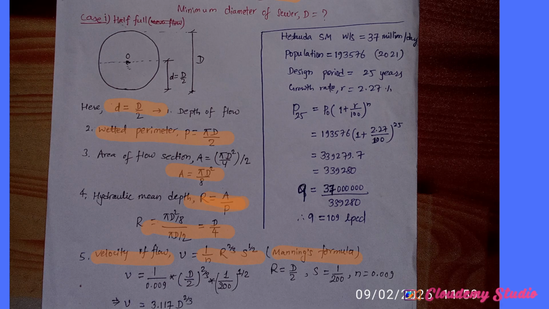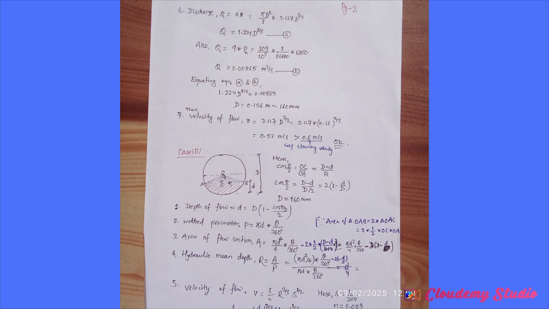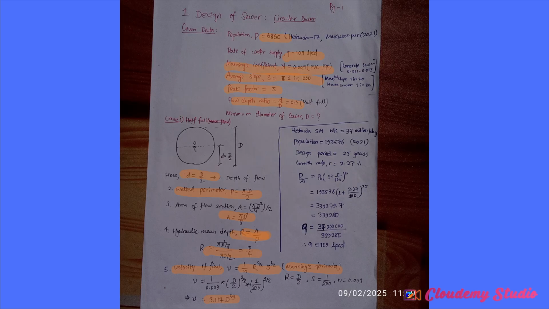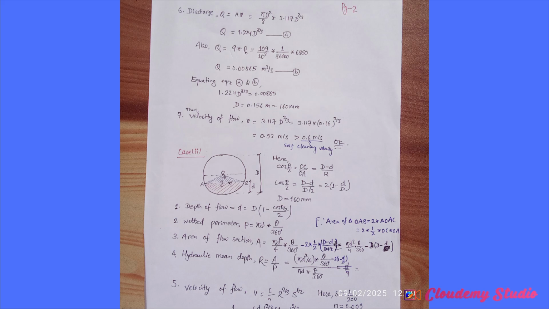Calculating velocity, we get V equals 3.117 d to the power 2 by 3. The motivation behind the sewer design is that we calculate velocity and discharge, and the discharge is compared with the discharge of the rate of sewer supply, and from there we calculate the diameter of the pipe.